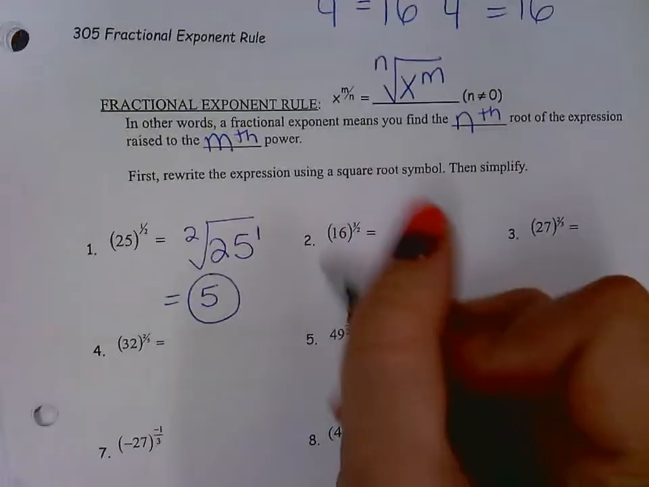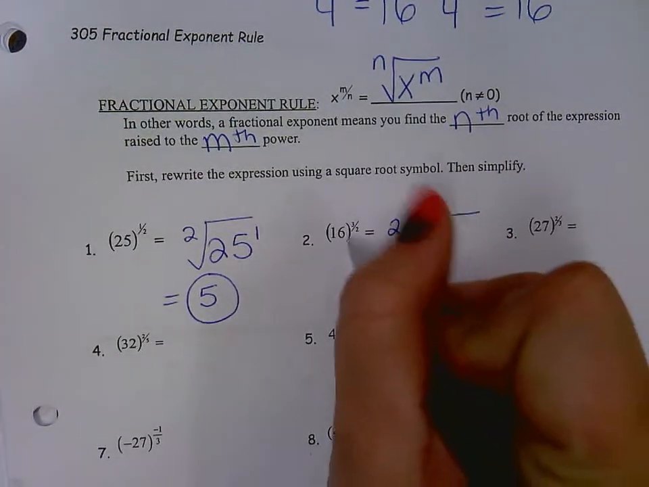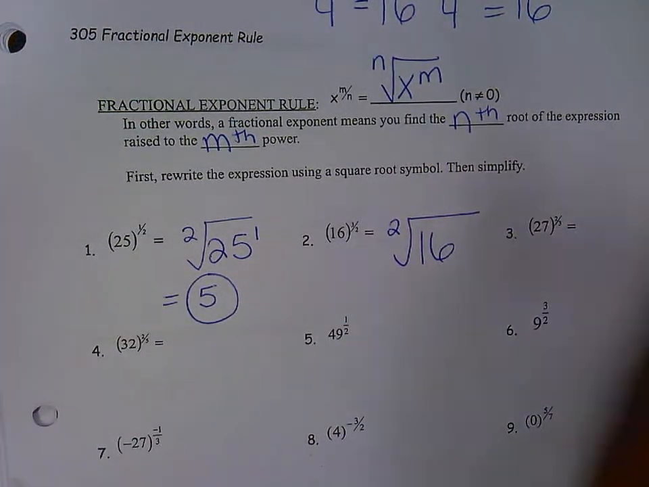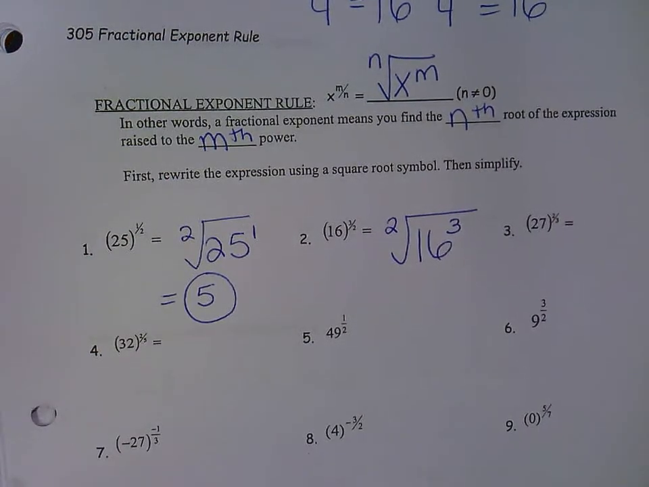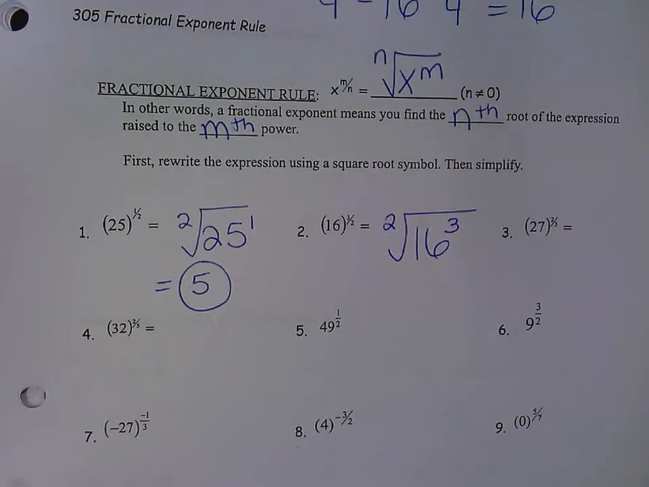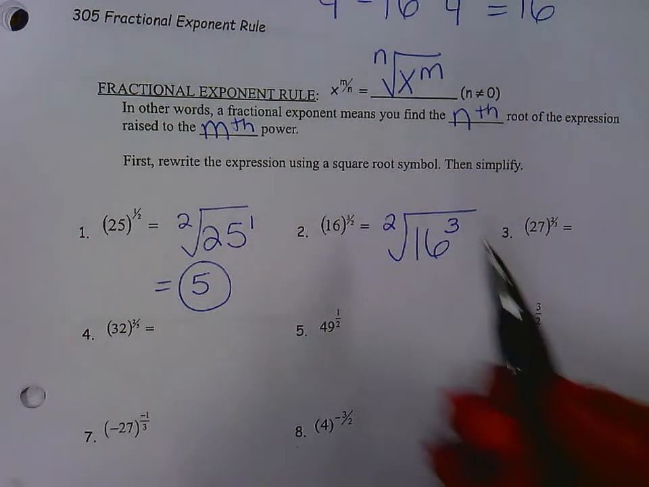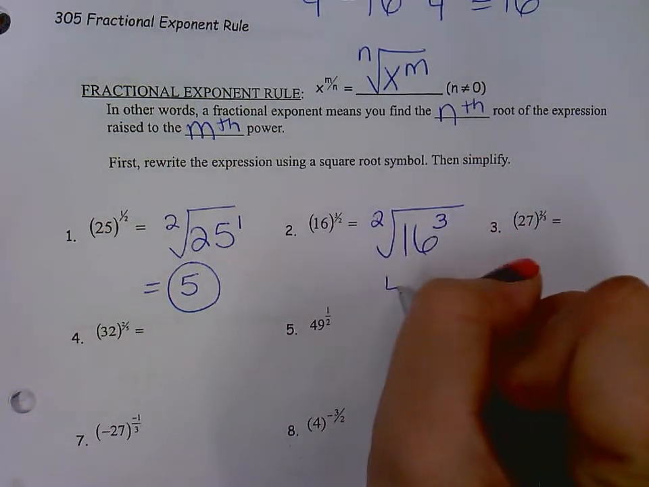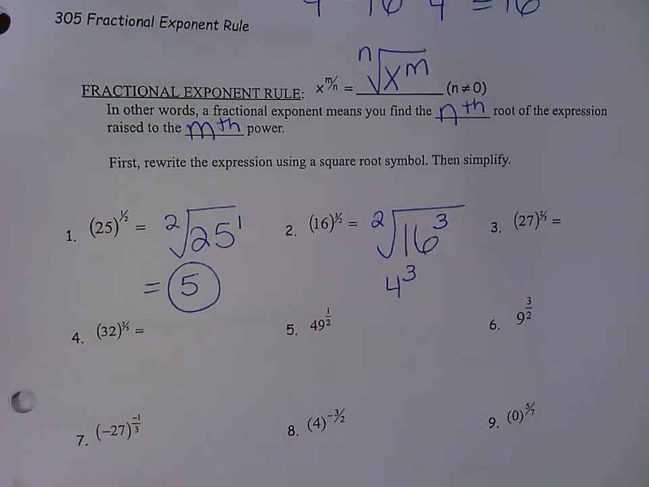On number 2, the 2 is on the bottom, so that's the index, and then the 3 is the power because it's in the numerator. Does anyone know 16 cubed in their head? I don't. But I do know the square root of 16. So you can do it in either order. I recommend doing the square root first, because isn't the square root of 16 just 4? And now I know what 4 cubed is. 4 times 4 times 4. You should know that one from your power families. So 4 times 4 is 16. What's 16 times 4?